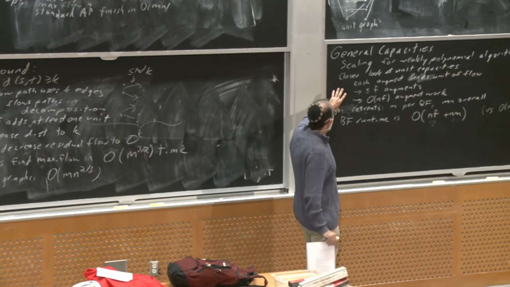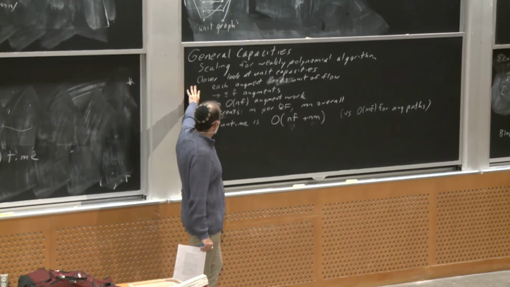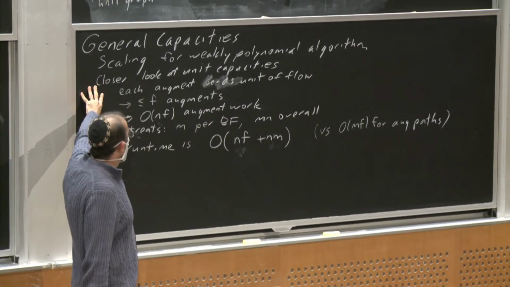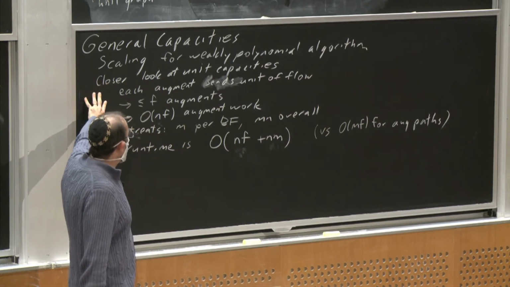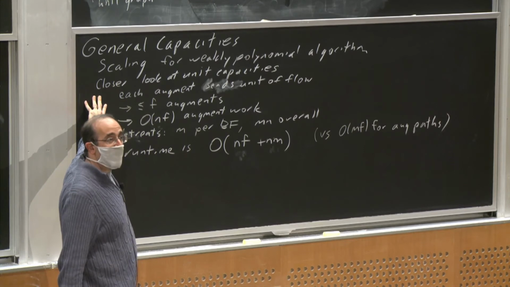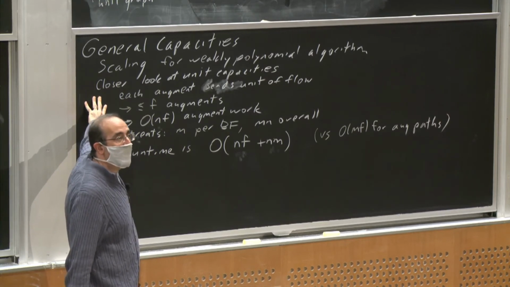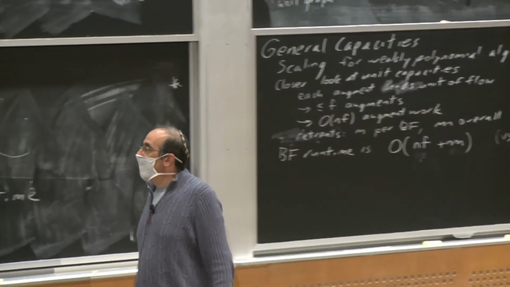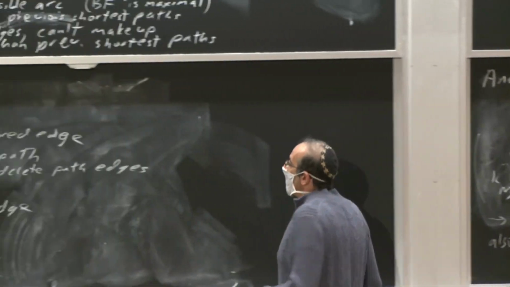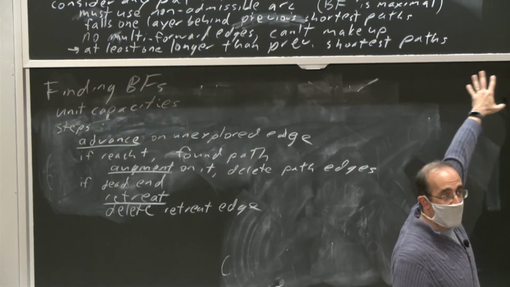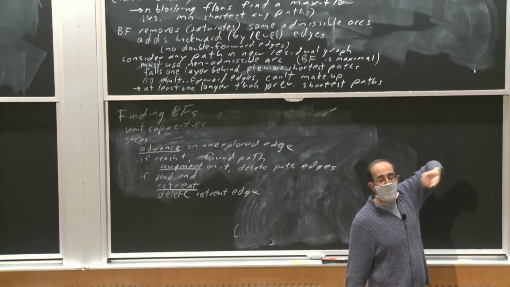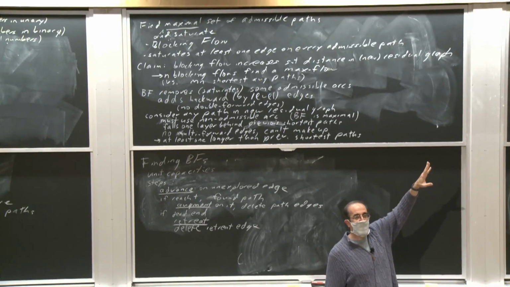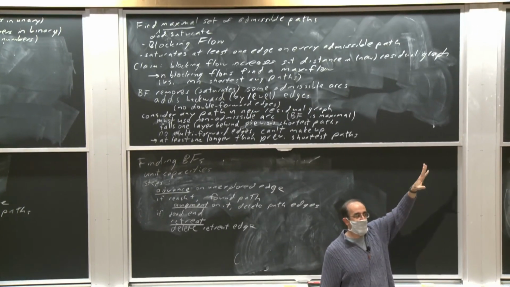So let me come back here because this may not have come out completely clearly. This argument works even if you have a capacitated graph. In the unit capacity case, we measured the augments by saying that over all of the augmentations, when we do an augmentation, we destroy the edge. And so each edge only gets augmented once. And so the total work of augmentations is only order m.